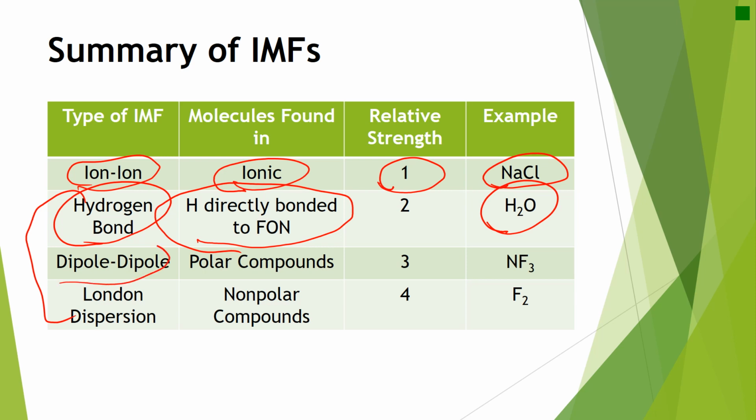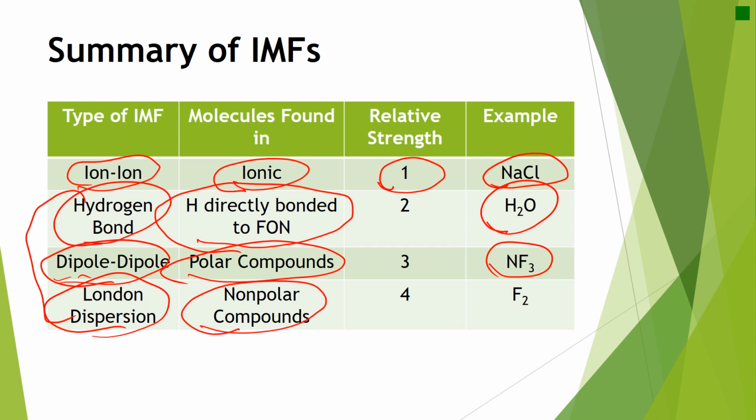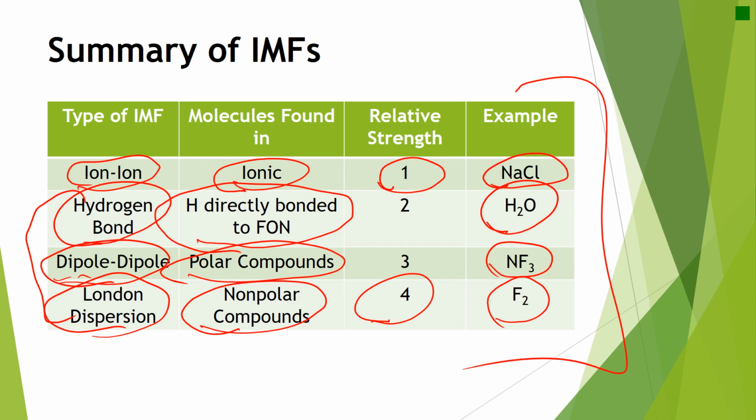The third one is dipole-dipole, where you have 2 poles. So this is between polar compounds. An example would be NF3. And then the last one is London dispersion, and this is between nonpolar compounds. This is the weakest by far, and an example would be any nonpolar compound, such as F2. Hopefully you kind of have an understanding. This is a really good chart on how to be able to identify them, what type of IMF they would have, and we will be discussing this more soon.